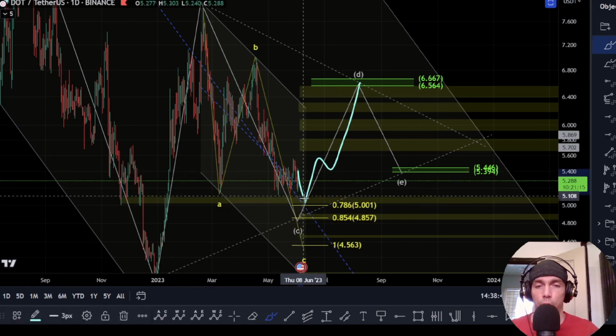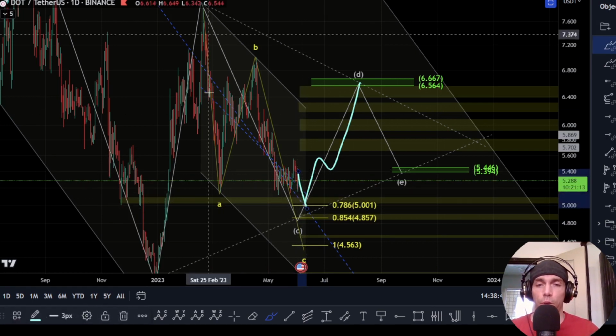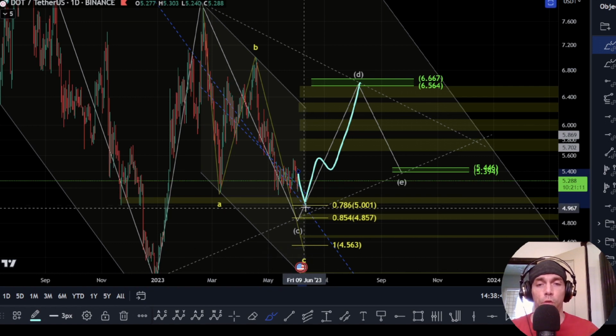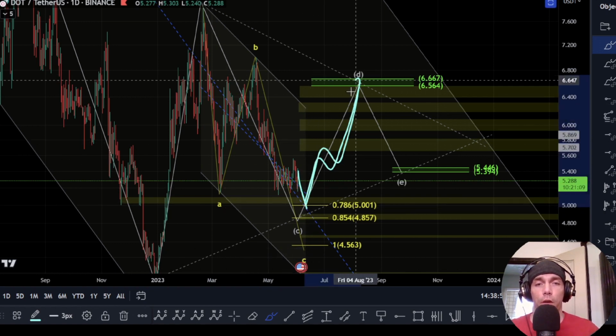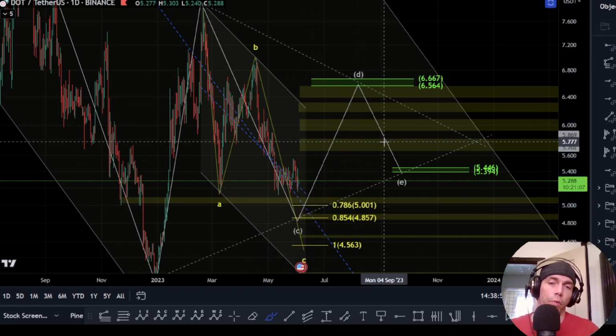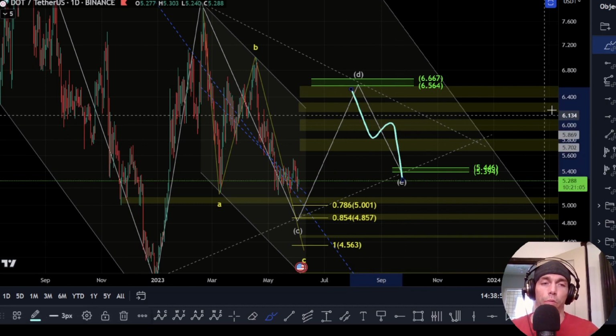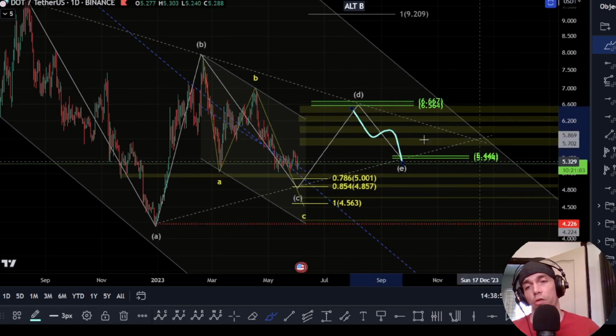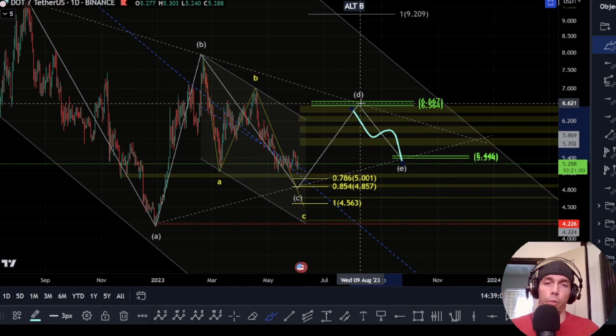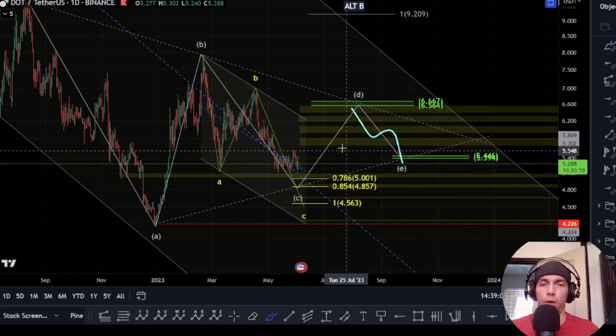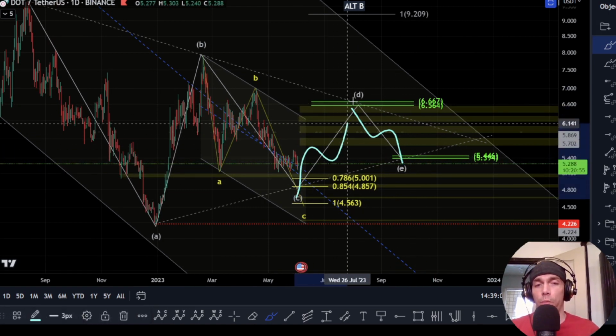If we do see an additional push down here, that could be enough for this to be an A, B, and a C, in which case we've completed here, and then we could actually see this move to the upside for this 3-wave move before looking for this move here. Now the key thing here is, if this is a triangle in this way, what we'll be looking for is support to be found once again down here. If the triangle is in the other way, we would be looking for this as an E wave effectively.